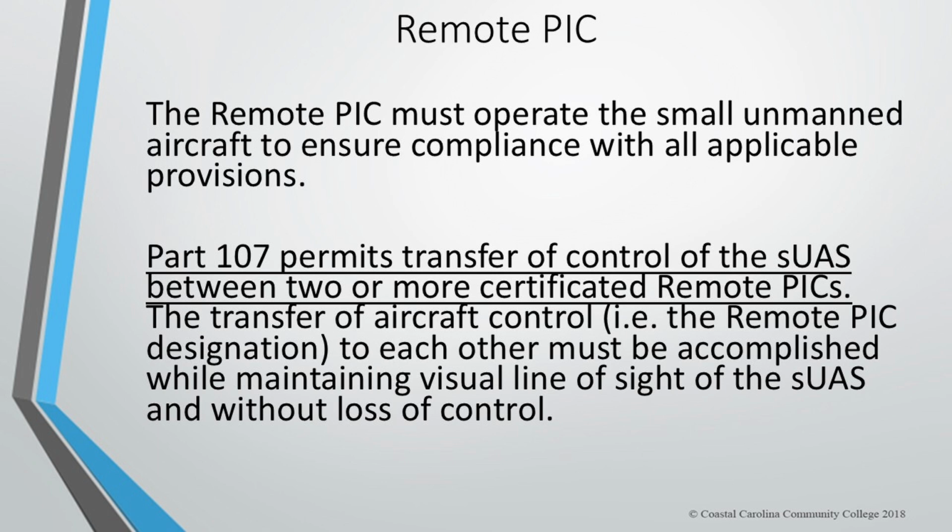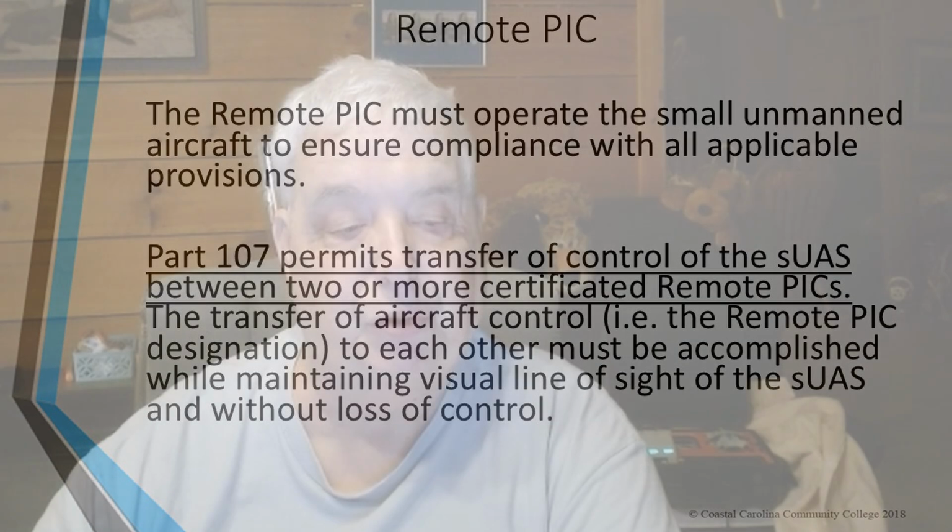The remote pilot must operate the small unmanned aircraft, sUAS, to assure compliance with all applicable provisions. Part 107 does permit the transfer of control of the drone between two or more certified remote pilots. The transfer of aircraft control, i.e. the remote PIC designation, to each other must be accomplished while maintaining a VLOS, visual line of sight, of the drone and without any loss of control.